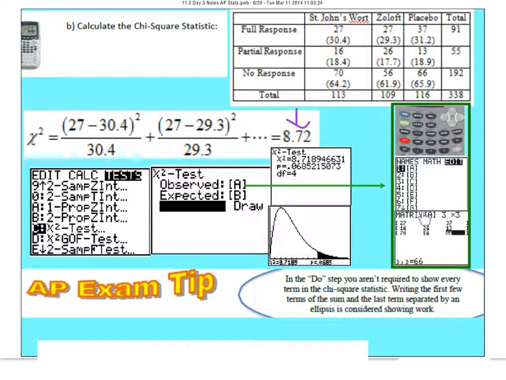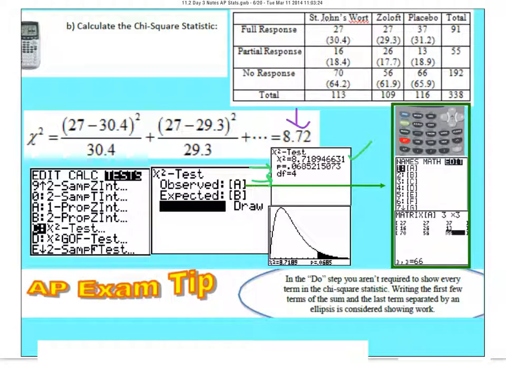So once matrix A is populated, go back to your stat tests and run the chi-square test. Observed is done, expected will get created. Go to calculate. When you do, you're going to get this information right here. Notice that the chi-square statistic is exactly what we said it would be. The p-value on here is about 6.85%, and the degrees of freedom on here is calculated differently for this test. Do make note of this.